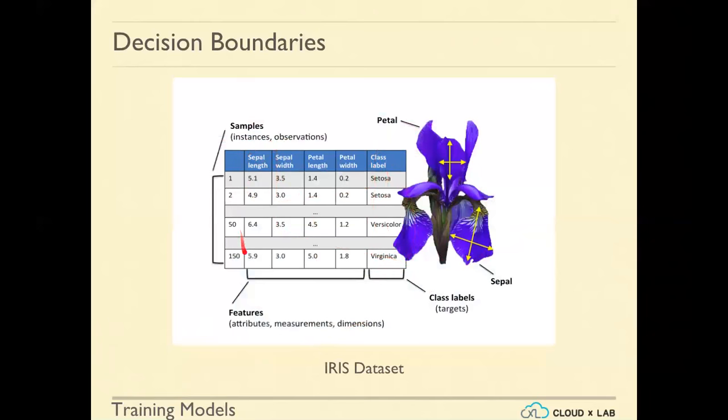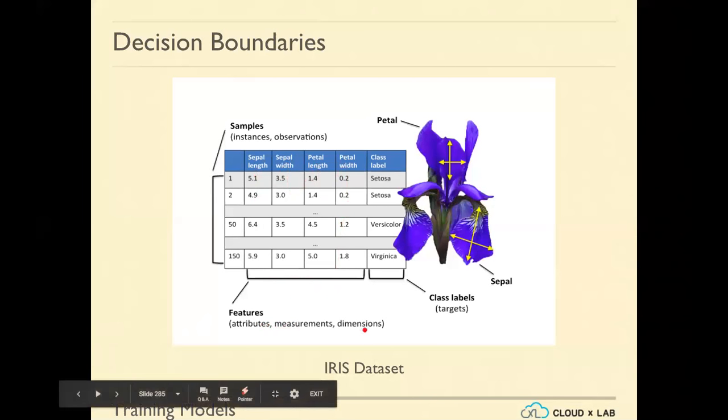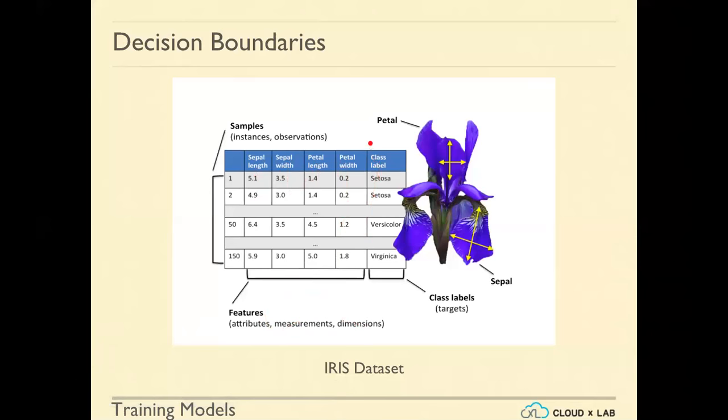Okay, and these are the various samples having these four feature vectors. So this is sepal length, sepal width, petal length, and petal width. Okay, so these are the features. You can also use alternative words like attributes, measurements, and dimensions. Okay, so this one is the class labels or targets. All right. So yeah, instances or observations. I generally end up calling it a record. Okay. So this is the terminology that we are going to use ahead.